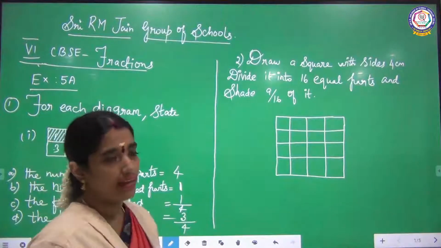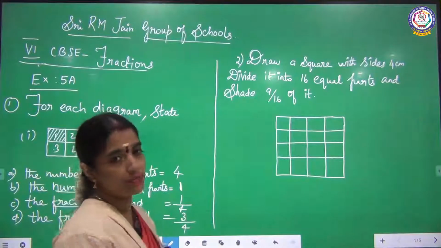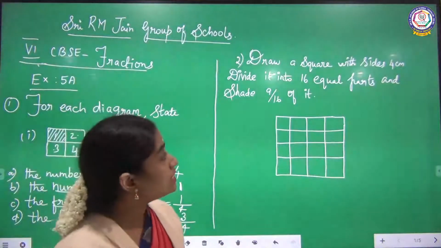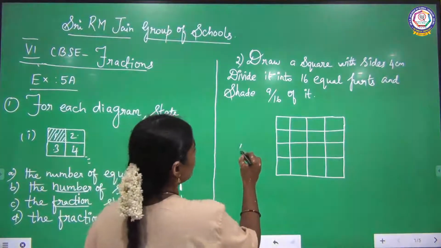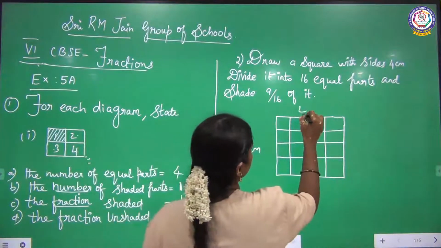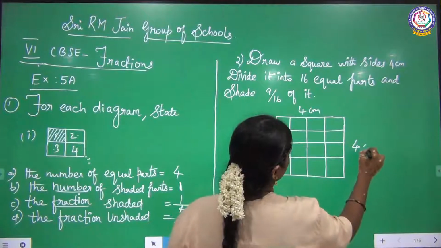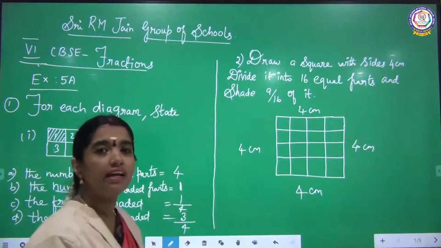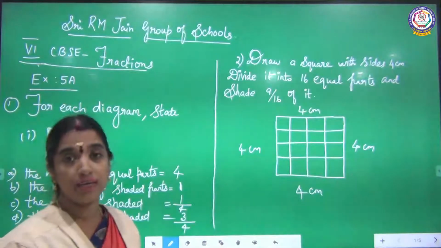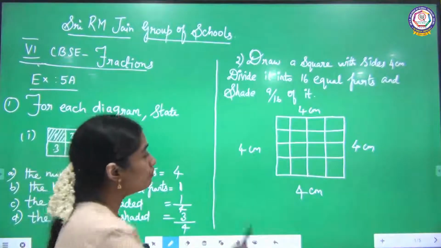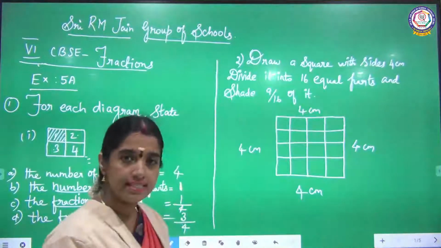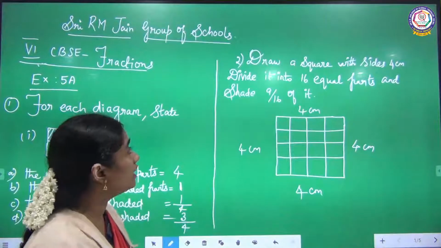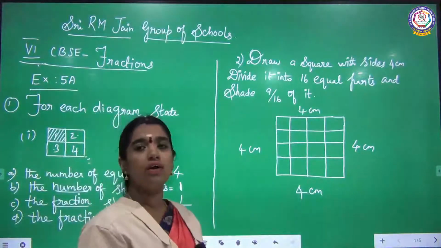Draw a square. I have already drawn a square here. So draw a square with sides 4 centimeter. See, this is 4 centimeter and this is 4 centimeter and this is also what? 4 centimeter. For the square, the condition is 4 sides are equal. Then only it is said to be a square. So the 4 sides are what? 4 centimeter. So I have drawn it. And what is the next one? Divided into 16 equal parts.